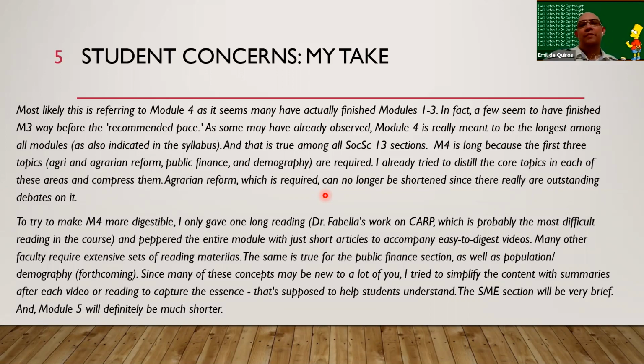So again, it might be overwhelming because some of these are new to you, but I try to simplify to the extent that I can the content with summaries. So rest assured, as I uploaded the population one, well, the agriculture section that's really long. Public finance is okay, relatively speaking. The third one, I just uploaded population. It's just 5 pages. Some assigned readings, but it's much quicker than the rest. Then the SME section will be very brief. I've started drafting the actual Canvas pages.